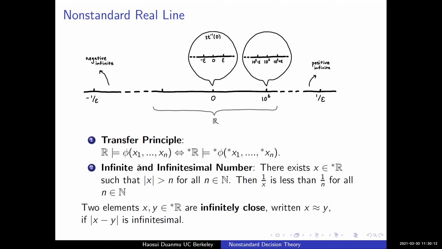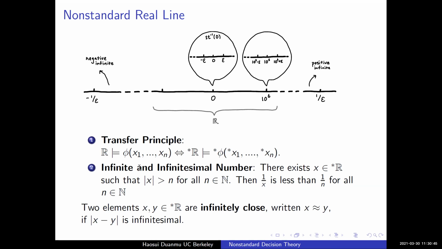The collection of all infinitesimals is called a monad around zero, and we usually denote it by st inverse of zero. If we look somewhere else, for example 10 to the power of 6, there are also non-standard real numbers which are infinitely close to 10 to the power of 6, such as 10 to the power of 6 minus epsilon or 10 to the power of 6 plus epsilon. If one looks at the tails of the non-standard real line, we will see infinite numbers, for example negative 1 over epsilon or 1 over epsilon.